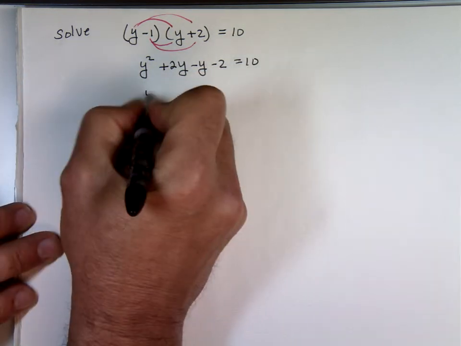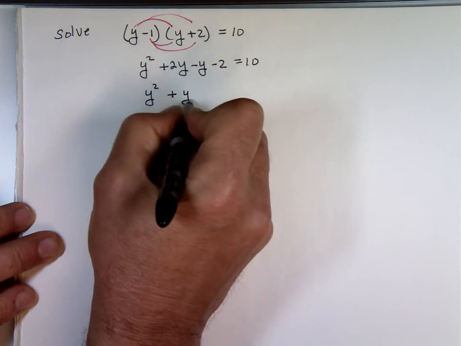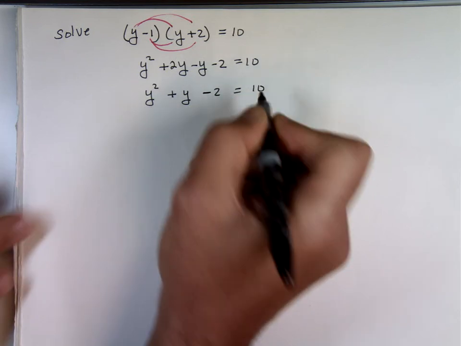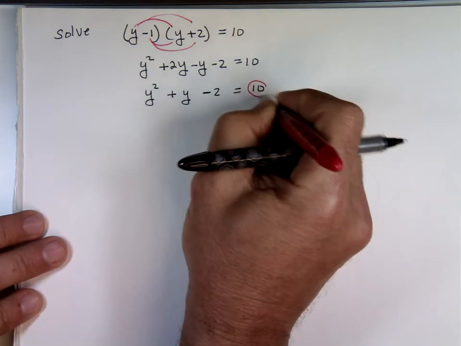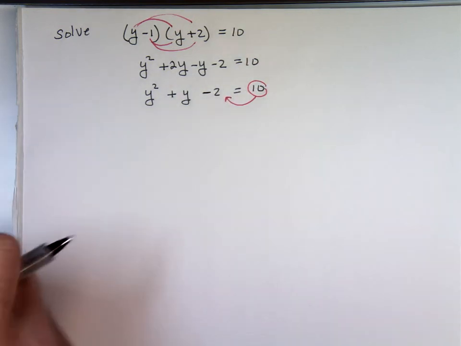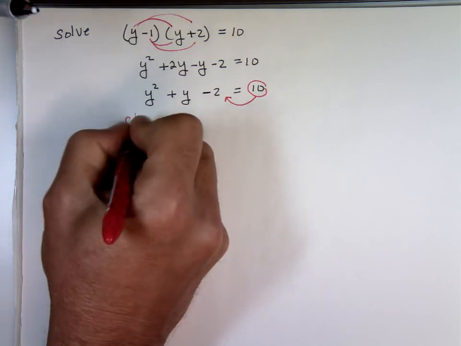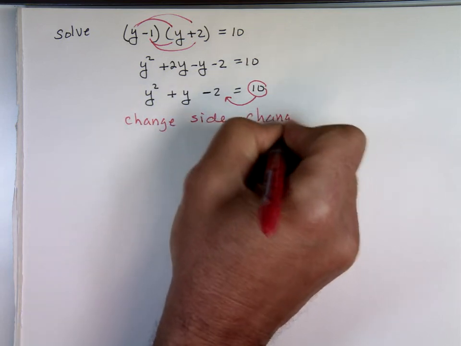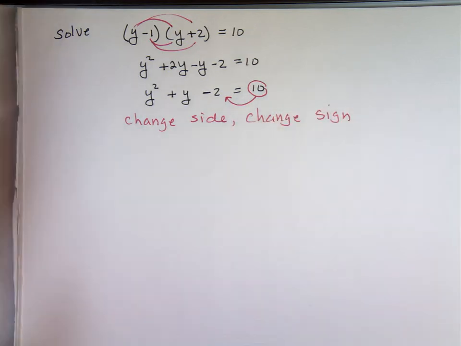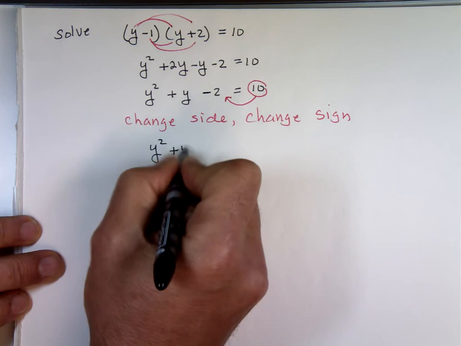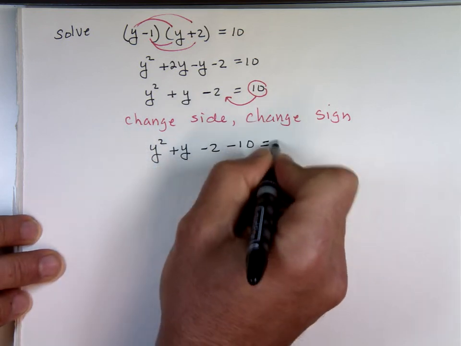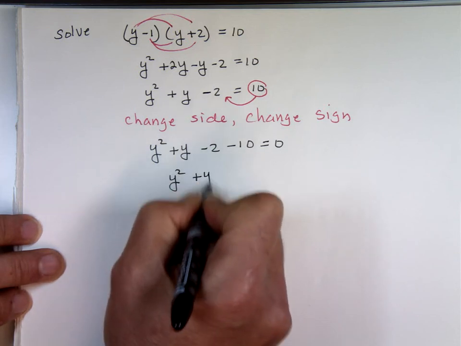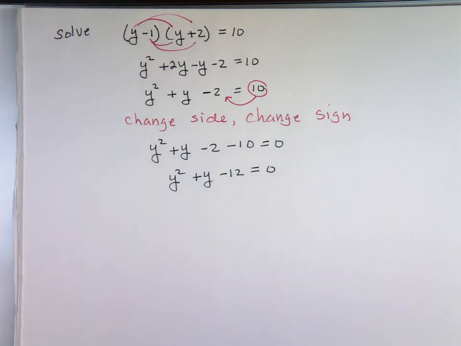Y squared plus y minus 2 is equal to 10. I got to move everything to one side. This has to come to this side. Change side, change sign. So this becomes y squared plus y minus 2 minus 10 is equal to 0. Or y squared plus y minus 12 is equal to 0. All of that still step number 1, move to one side. We did that. Step number 2, factor completely.